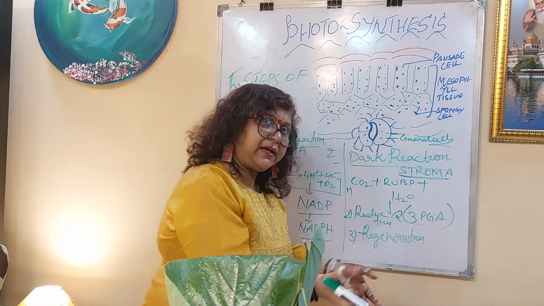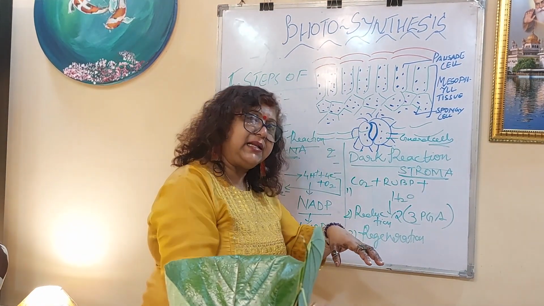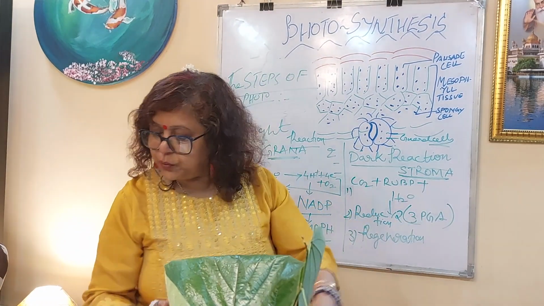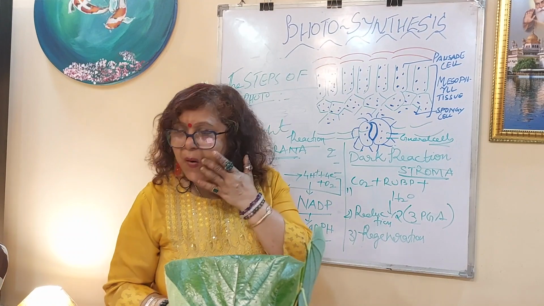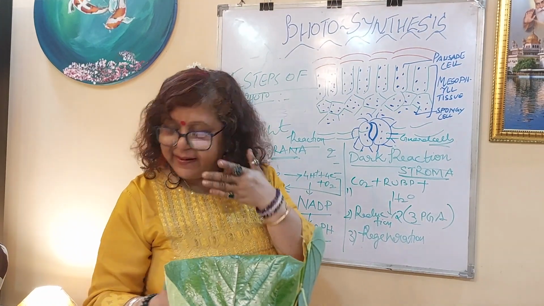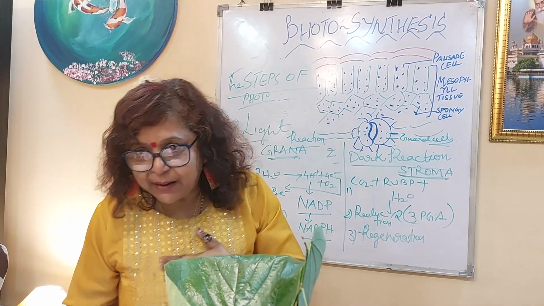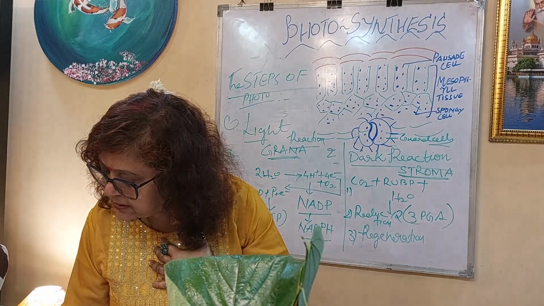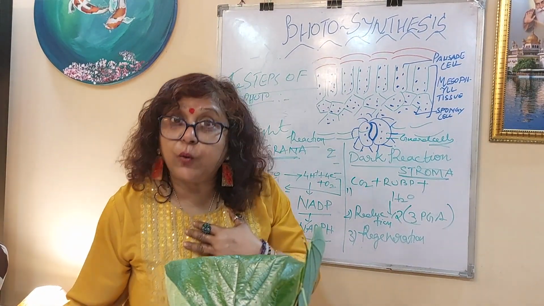RuBP is returned back. It is formed back again, so that again the cycle continues. Reduction of what? Reduction of this PGA to what? To form glucose. That is known as reduction. After the carboxylation reaction, the reduction of PGA takes place in a series of steps where glucose is formed.